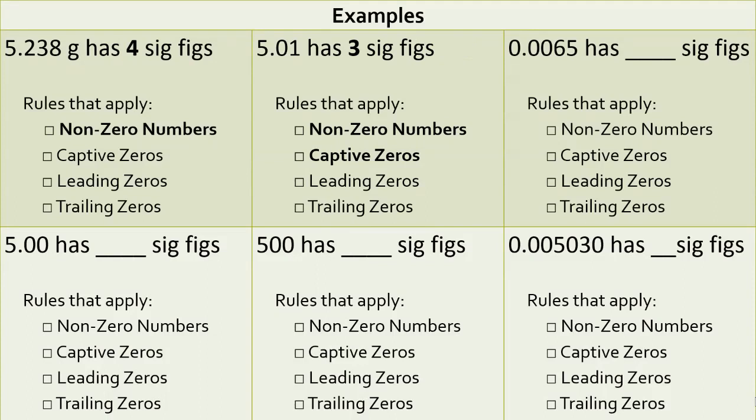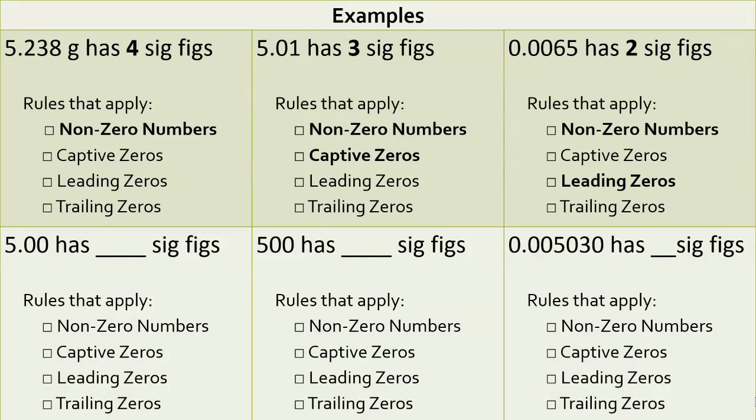Okay, the next one, I have zeros out front, so those are leading zeros. I have non-zero numbers. I don't have any captive zeros because there's no zeros between those non-zero digits. And I don't have any zeros coming at the end, so I don't have any trailing zeros. So non-zero numbers always count. Leading zeros never count. So the 6 and the 5, that gives me 2 sig figs. So that's the answer for that one.